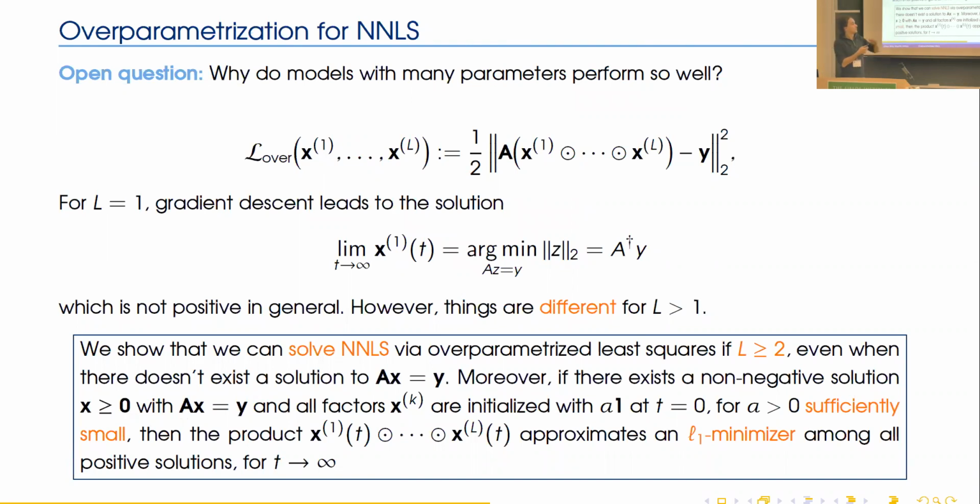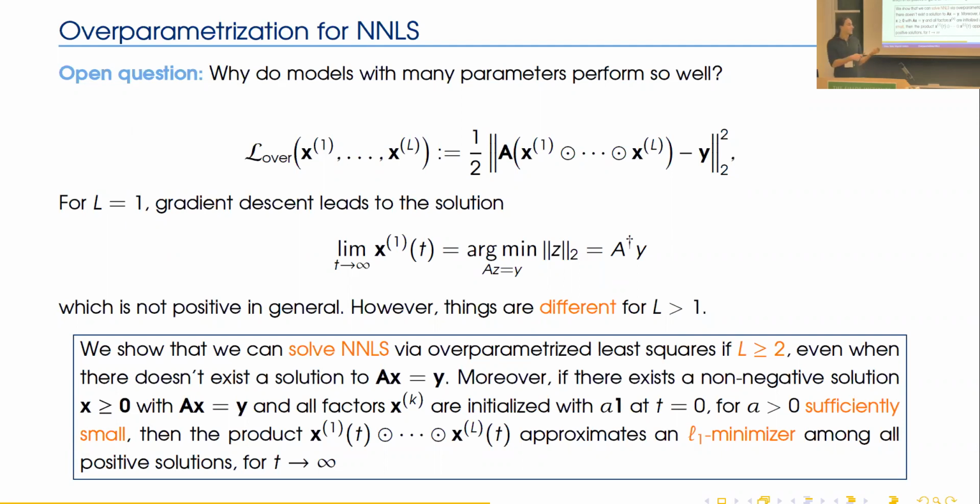So that's our approach. We take the objective function and we just overparameterize. Instead of having one vector x, n-dimensional, I will have L vectors, x1 until xL, and this product is entry-wise, like a Hadamard product, okay? If I have one layer, I have the standard objective function, and if I apply gradient descent, this will converge to the standard solution. And as we saw in the beginning, in general this will not be positive. However, things are different if L is larger than 1. And that's precisely the content of our work.